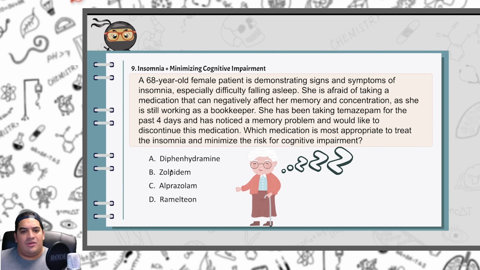A 68-year-old female patient is demonstrating signs and symptoms of insomnia, especially difficulty falling asleep. She's afraid of taking medication that can negatively affect her memory and concentration as she's still working as a bookkeeper. She's been taking Temazepam for the past 4 days and has noticed memory problems and would like to discontinue it, rightfully so. Which medication is appropriate to treat the insomnia and minimize the risk of cognitive impairment? Stay away from benzos, right? That would be the particular best option, and probably even stay away from some of the Z drugs too.